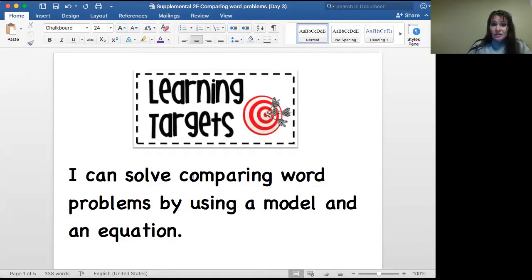Our learning target today is: I can solve comparing word problems by using a model and an equation. By using a model and an equation. So let's think about what that said.